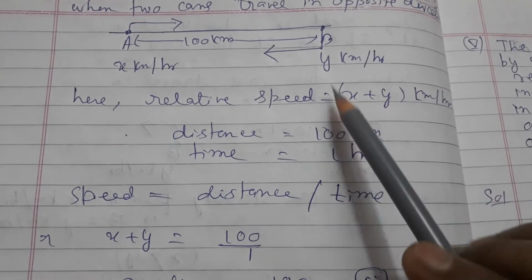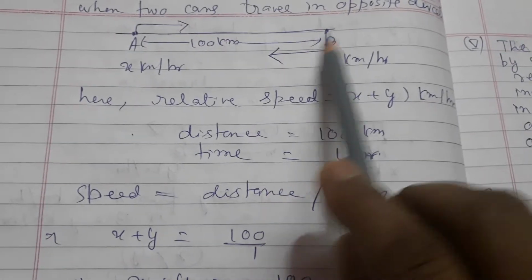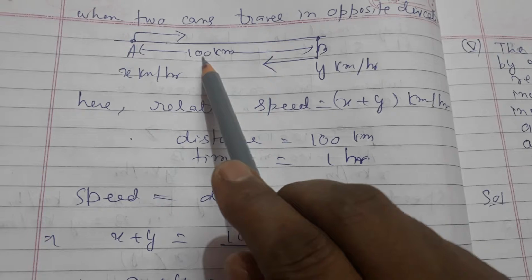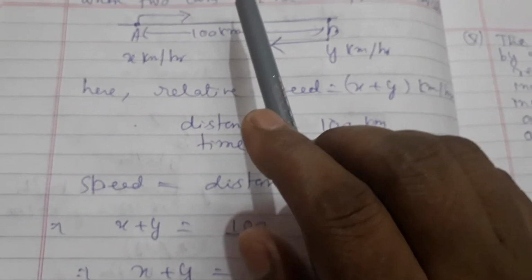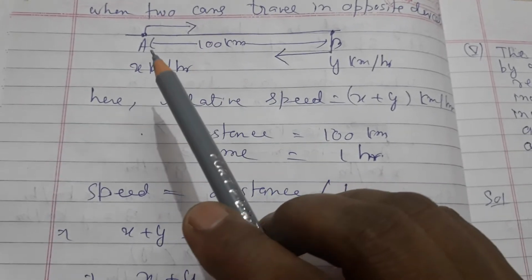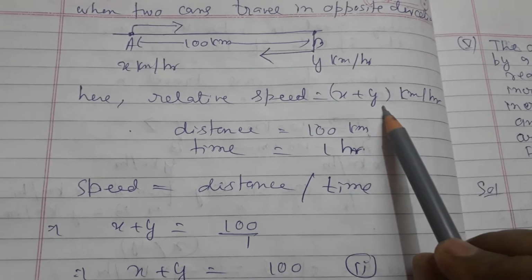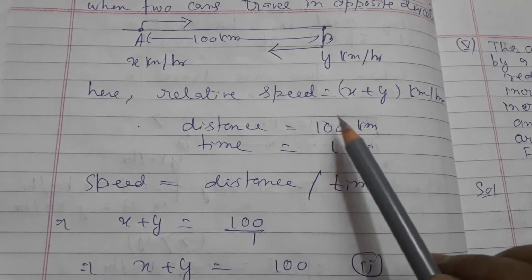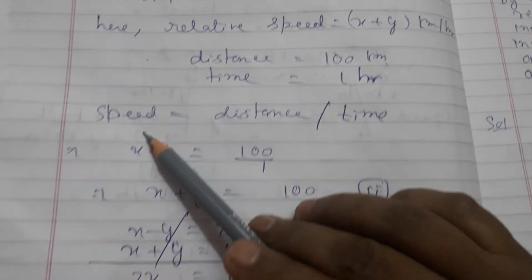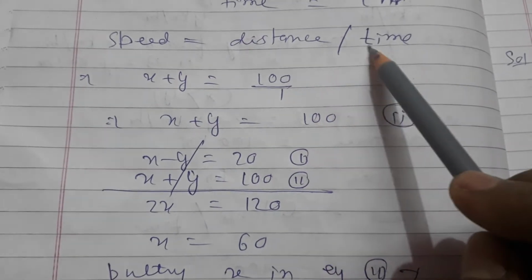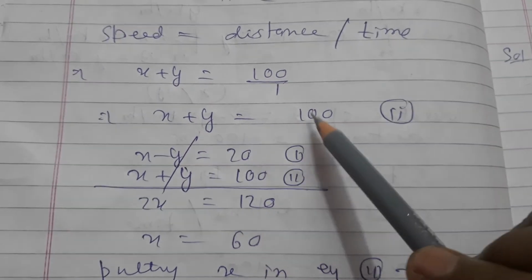Try to understand, when the two cars move in opposite directions, then their speeds are added because the time taken will be less. So the speed is added, and when both cars travel in the same direction, then the relative speed is subtracted. And here the relative speed is added. So x plus y km per hour. Distance is 100 km and time is given, 1 hour. Then same formula, speed equals distance by time. So x plus y equals 100 by 1, that is 100.